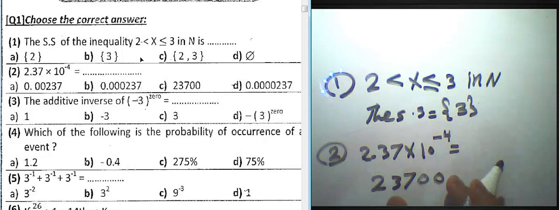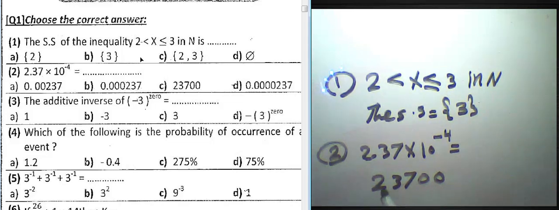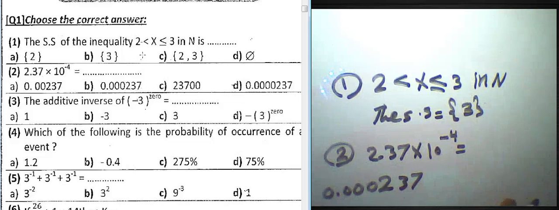To convert this number, we must write the point on the left side. We must move it to the left hand side. How many digits? 1 2 3. Okay, so we must cancel the point here. The result will be what?